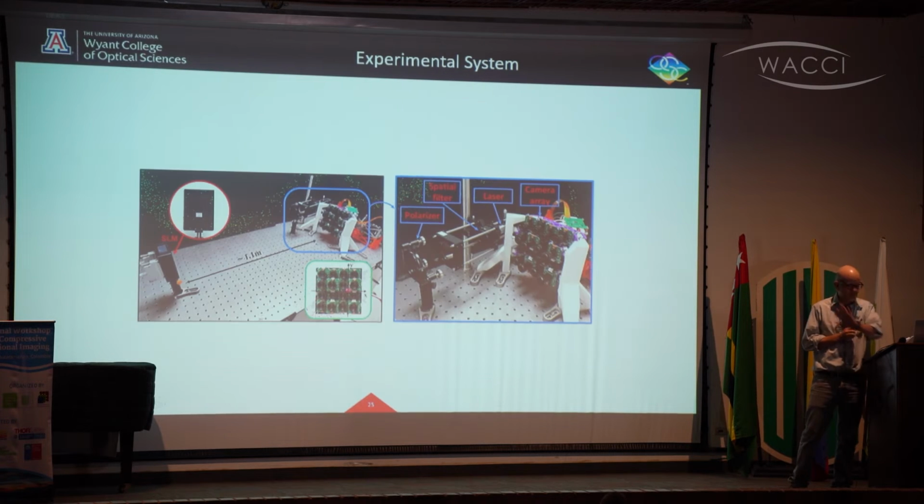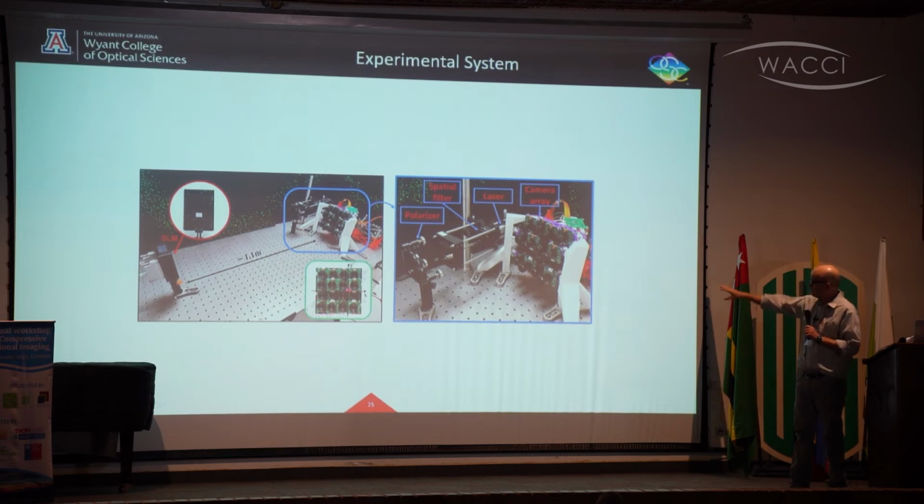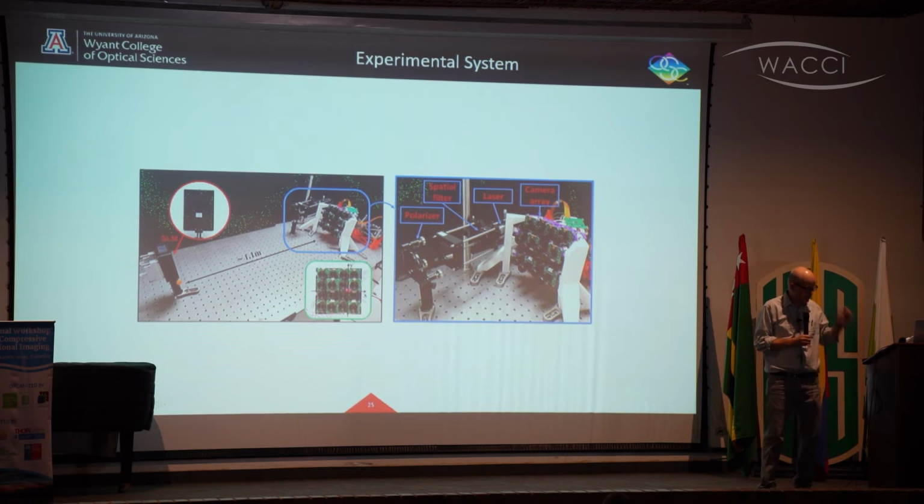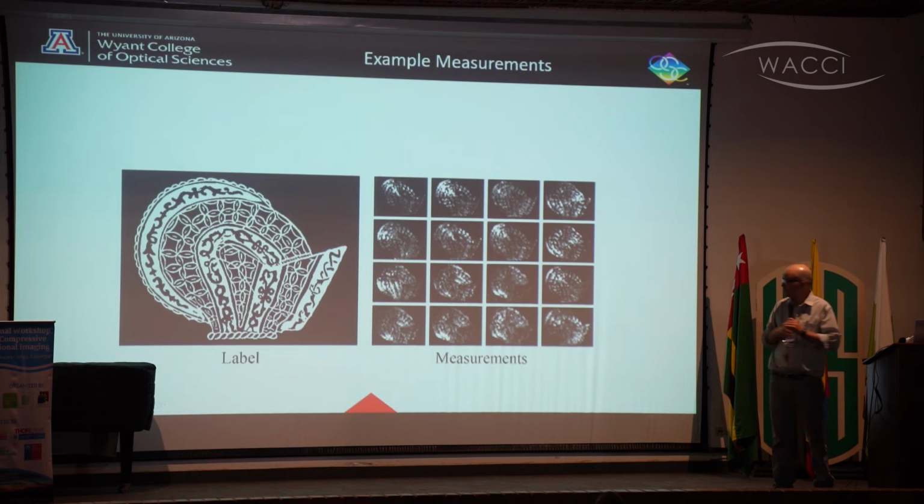First of all, we built this system. We put a spatial light modulator in for our object. So now we can put as many objects as we want into the system. We have a laser illuminated spatial light modulator, and then we image onto this array. And now we have a bunch of data. We have to invert the data. So just to give you an idea, this is what the data looks like.